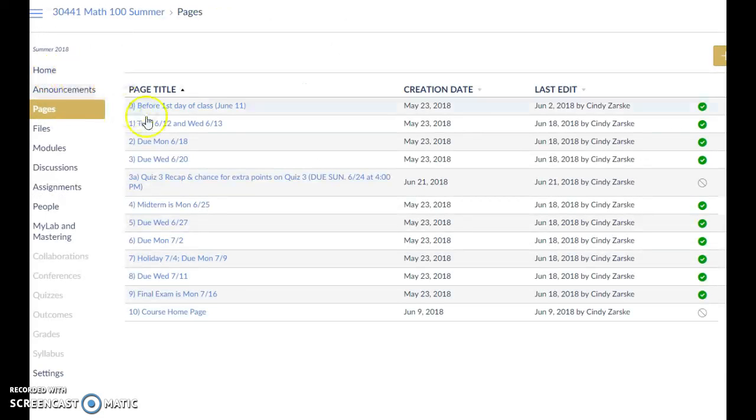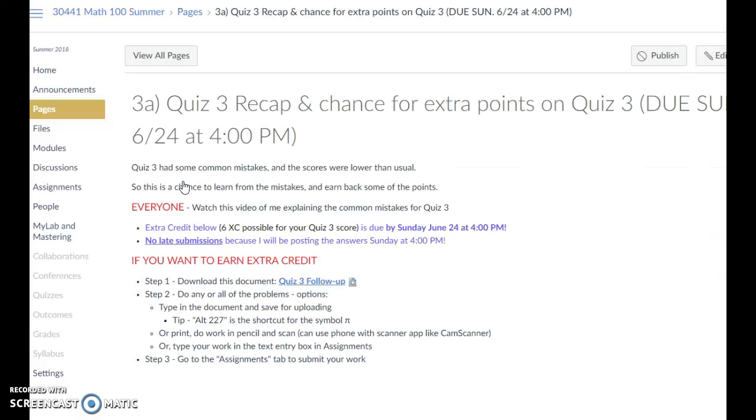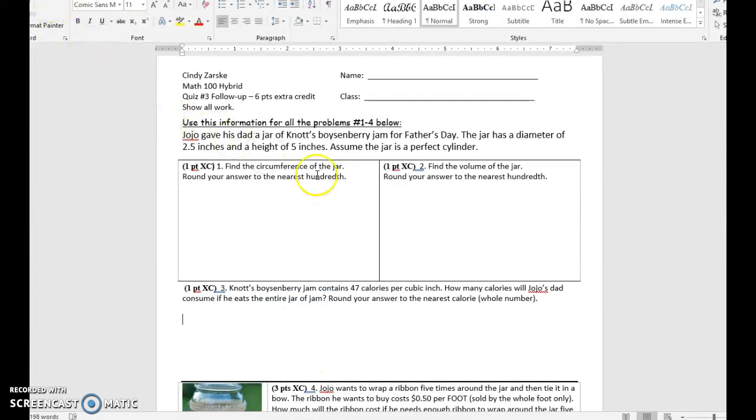There's a new page I've posted, page 3A, Quiz 3 Recap. Open that page. There's instructions there. You'll need to download a Quiz 3 follow-up. On the Quiz 3 follow-up, you can do any or all of these problems for some extra credit points if you get them correct. You can either type your work and your answers in this document, or you can print it and do your work in pencil, and then you'll need to upload it, either way, into the Canvas page.